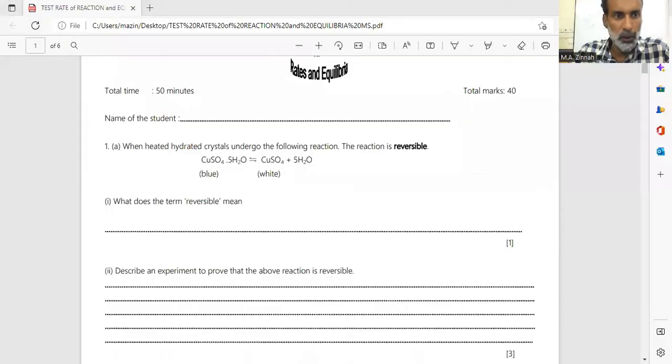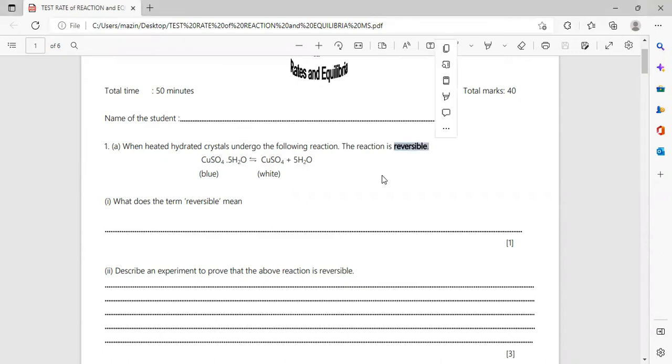Here you see the question. The first question, 1A. When heated, hydrated crystals undergo the following reaction. The reaction is reversible. Here you see copper sulfate, blue crystals, and when heated, they decompose to give water. And when the water is gone, it forms a white solid.